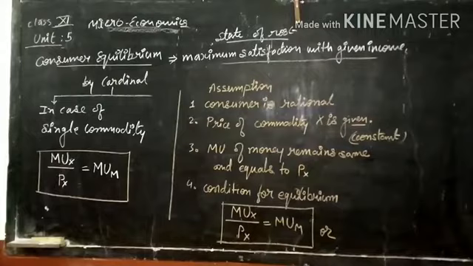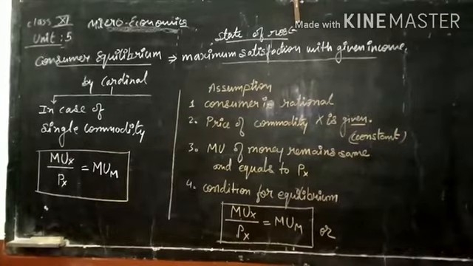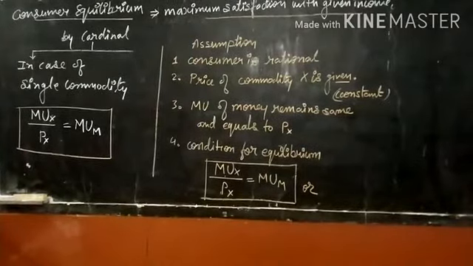The fourth condition for the equilibrium is that the marginal utility of X divided by price of X should be equal to marginal utility of money. Now we will explain this condition for consumer equilibrium in case of a single commodity with the help of a tabular and graphical presentation.